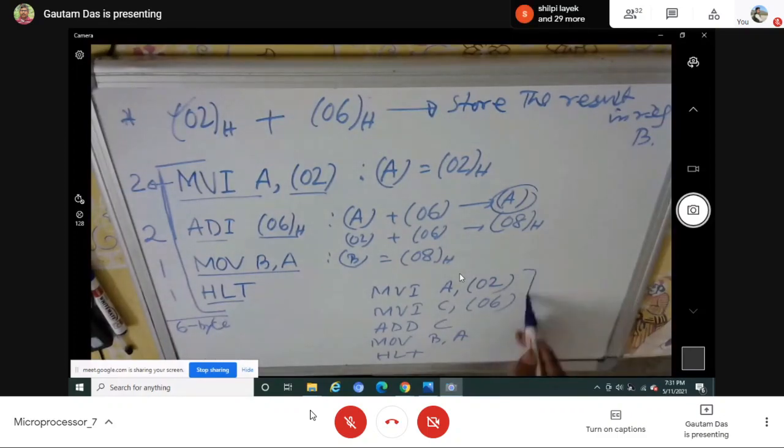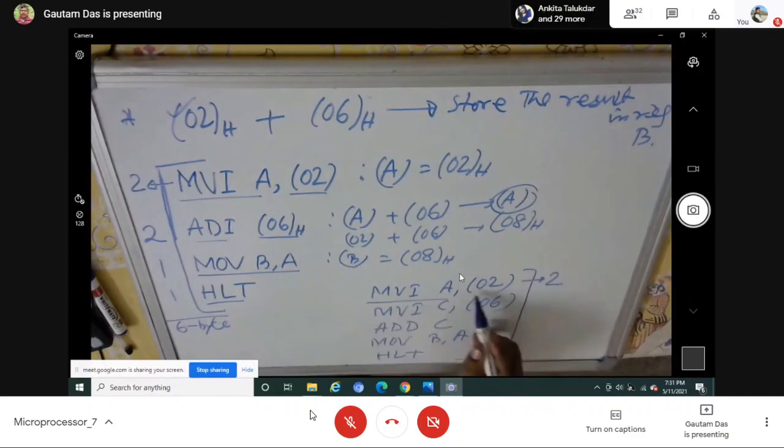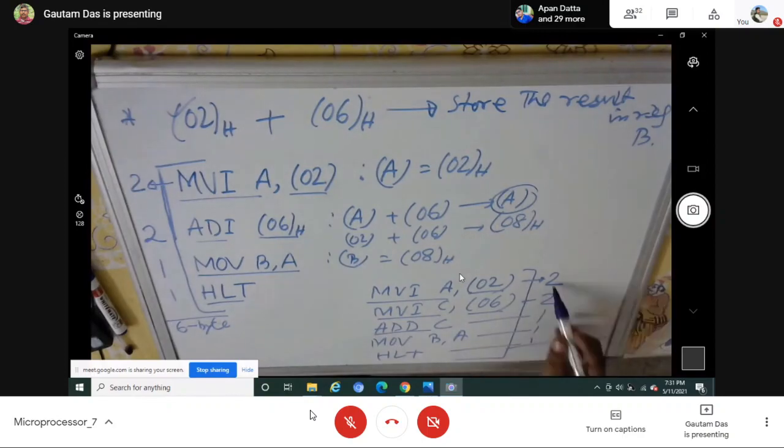Now compare to this program. How many bytes is it? Instruction is 2 byte, 1 byte, 1 byte. This is also 1 byte, 1 byte, 2. This is 1 byte, 1. This is 1. This is 1. So total you have a 7 byte program.